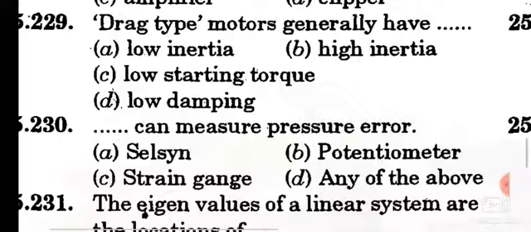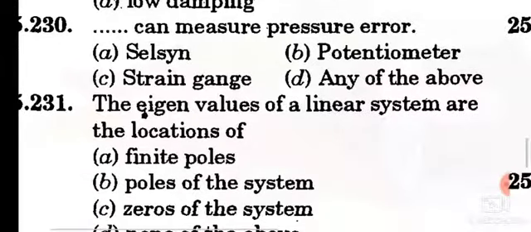Question number 229. Drag type motors generally have option A, low inertia. Question number 230. Which of the following can measure pressure error? Option C, strain gauge. So, strain gauge can measure pressure error.